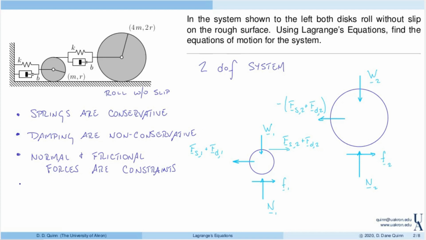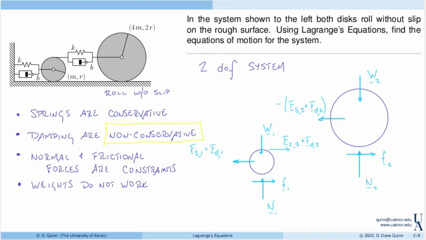Finally, we have the weights. Right? Here, because the disks don't change height, while these weights are conservative, they also do no work. So I can actually leave them out of the formulation. Again, just like the normal and frictional forces, they don't contribute work to the system, and so they don't enter into Lagrange's equations. Again, they are conservative, but here the surface is horizontal, and as a result, they don't change height.